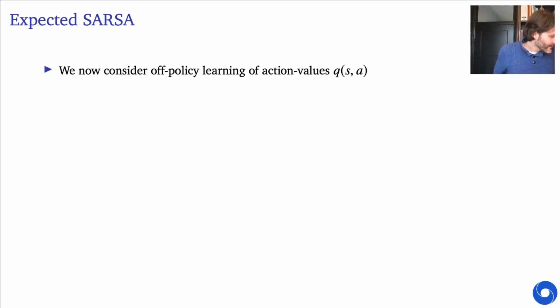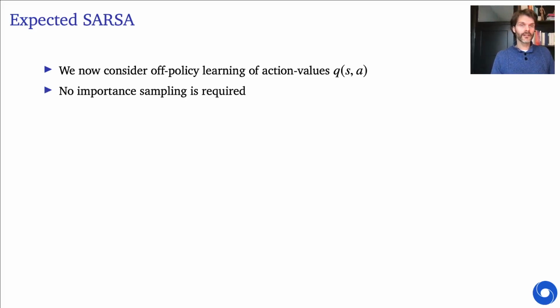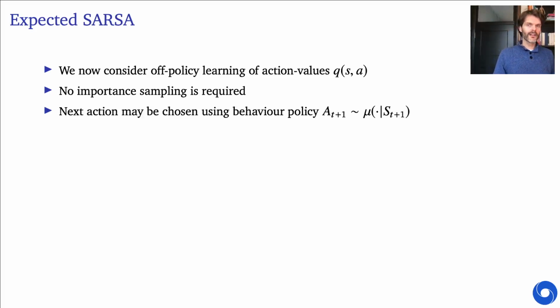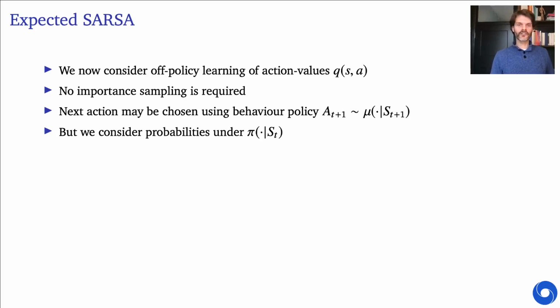Now that is useful, but we can actually do something interesting, which is a little bit different. We can also consider off-policy learning for action value functions, and interestingly, no importance sampling corrections will be necessary. This is because we are already conditioning on the first action, so we don't need to do anything for that. But on the next step, we can just choose not under the behavior policy, but under a target policy that we're considering. So the actual action we pick might be under a behavior policy, but we can just bootstrap under the probabilities under the target policy.